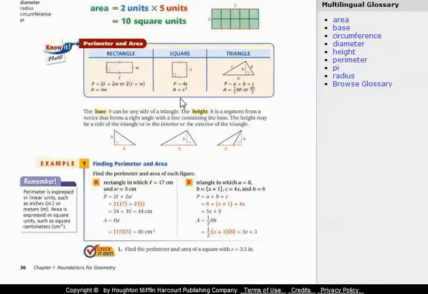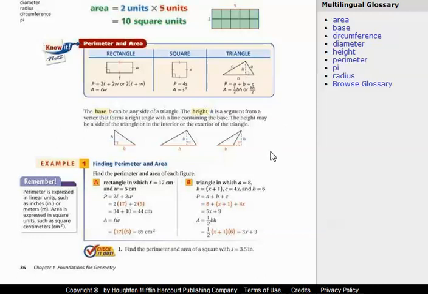If you have a square, remember a square, all four sides are the same length. So they just use S for one of the sides. And then we have a couple of formulas for the triangle, perimeter of a triangle. Because all three sides can be different, we just add up A plus B plus C. And then for the area, 1/2 base times height. So we have to know a couple of things about the triangle here. 1/2 base times the height of the triangle.